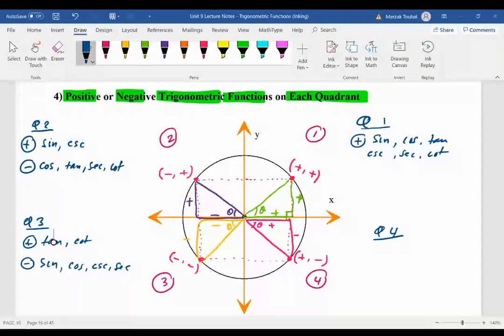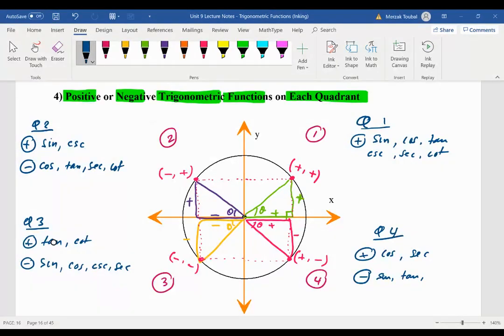Quadrant 4, look at the triangle. We want to know which of the functions are positive and which ones are negative. Sine is opposite over the hypotenuse, and opposite is negative, so the sine must be negative in quadrant 4. The cosine is adjacent over the hypotenuse, and adjacent is positive, so the cosine must be positive. Tangent is opposite over adjacent, negative over plus, that's a negative, so tangent is negative. Alright, secant is a reciprocal of cosine, and then cosecant and cotangent.